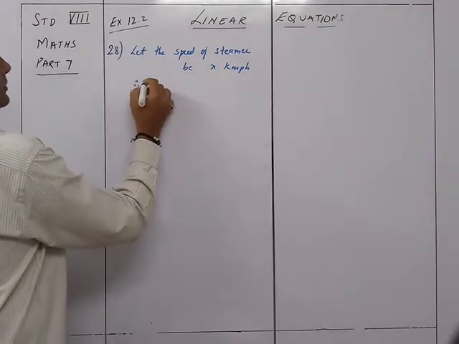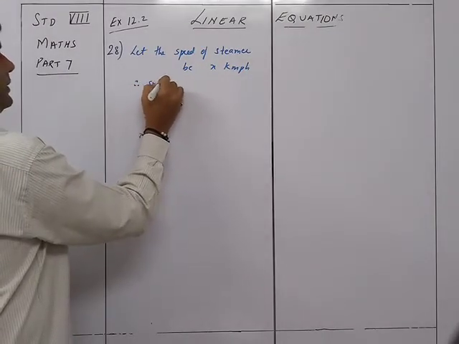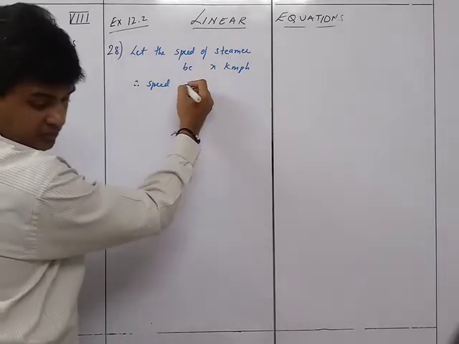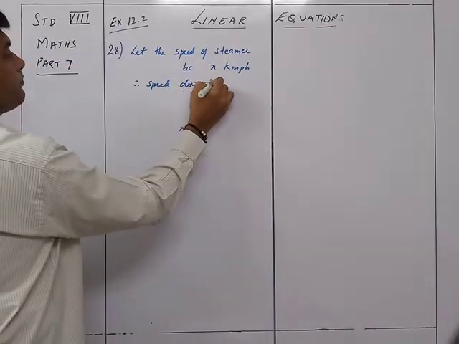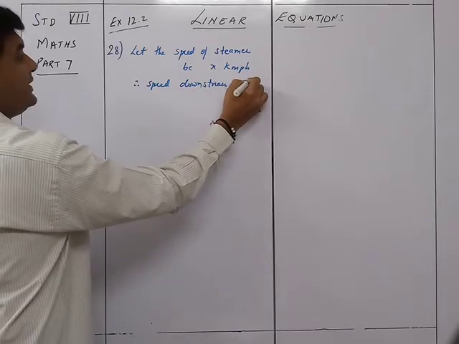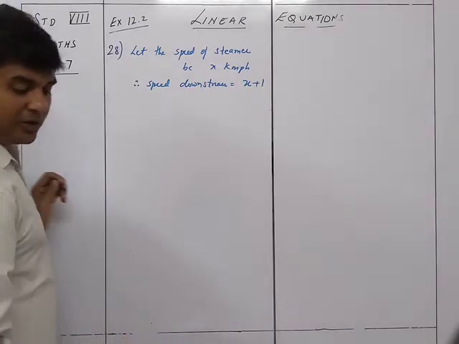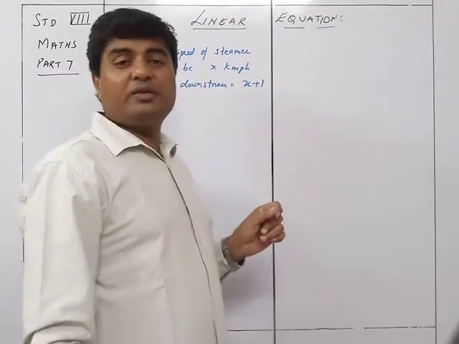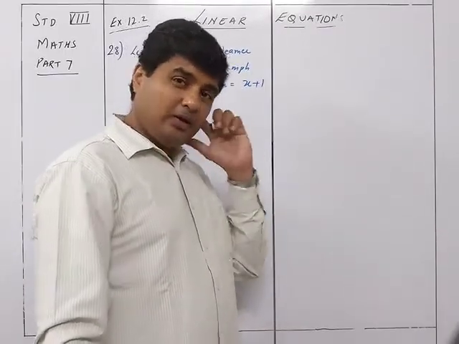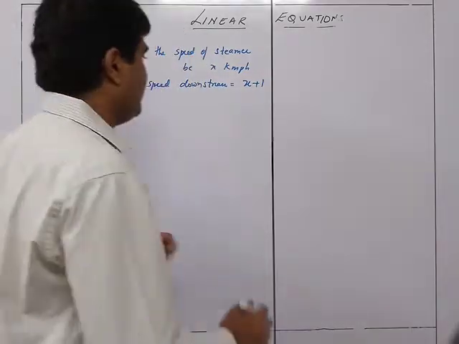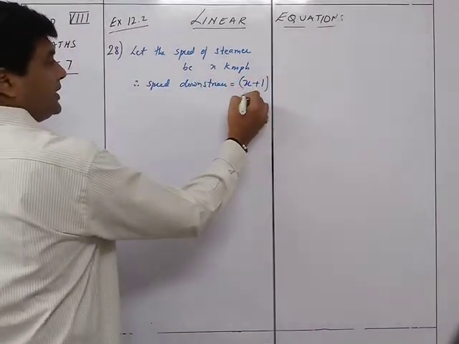Therefore, the speed, she goes downstream, right? So downstream is equal to x plus 1. Why x plus 1? Because the speed of the stream is 1 km per hour. So in downstream it will be adding. So it will be this much kilometers per hour.